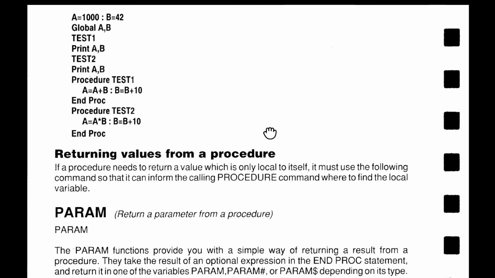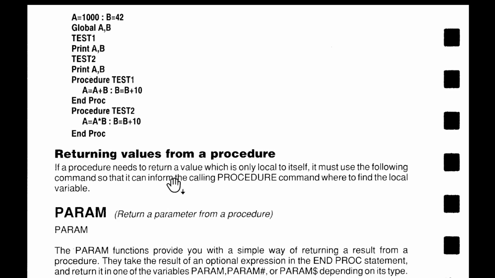Definitions. Example. A=1000: B=42: Global A,B: TEST1: Print A,B: TEST2: Print A,B. Procedure TEST1: A=A+B: B=B+10: End Proc. Procedure TEST2: A=A*B: B=B+10: End Proc. Returning values from a procedure.